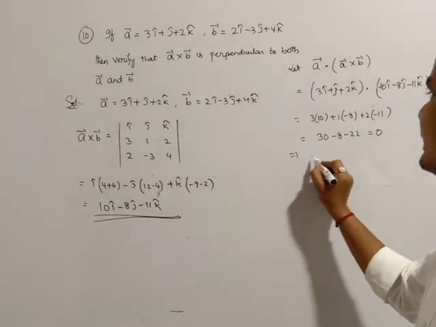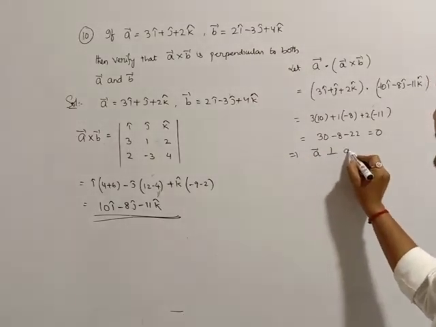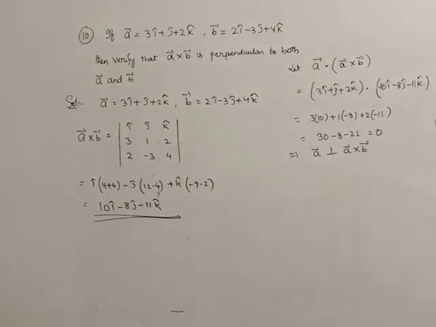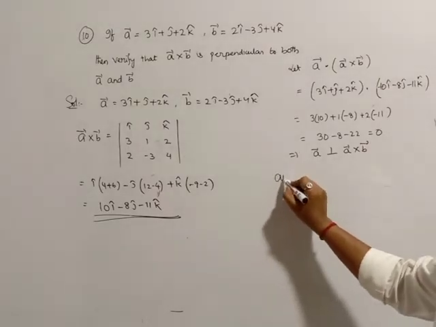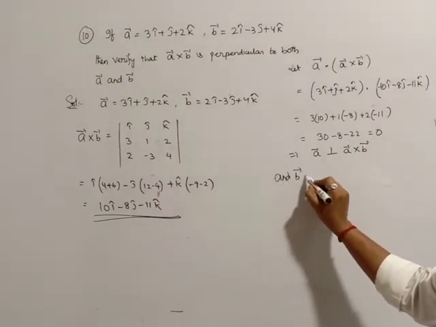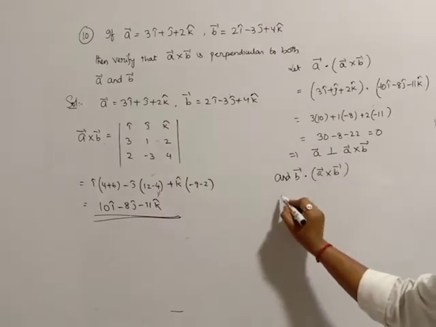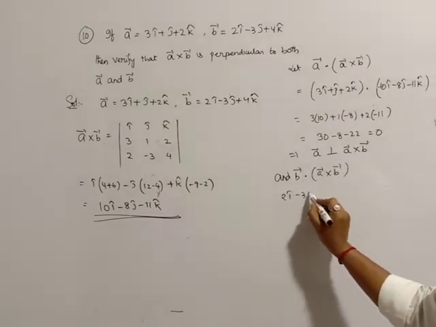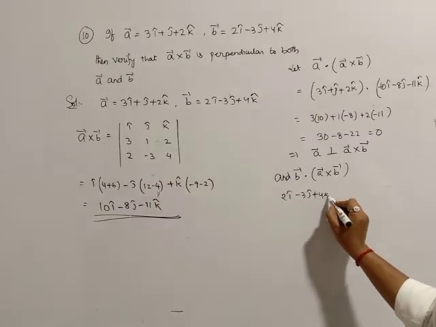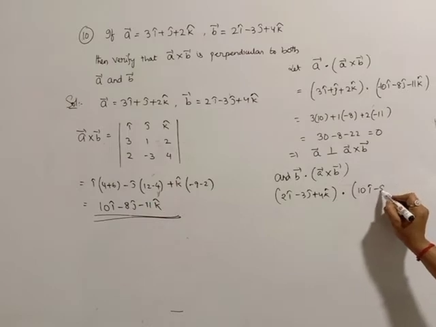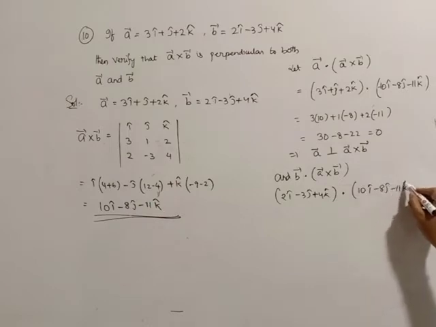So which implies what happened? a bar is perpendicular to a bar cross b bar. And similarly find for the second vector. b bar dot a bar cross b bar. That is 2i cap minus 3j cap plus 4k cap dot 10i cap minus 8j cap minus 11k cap.